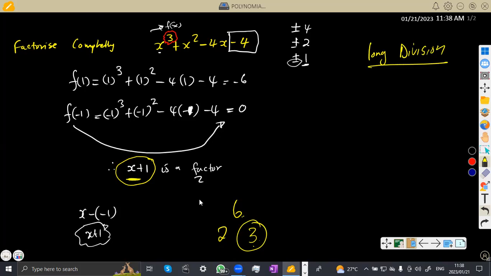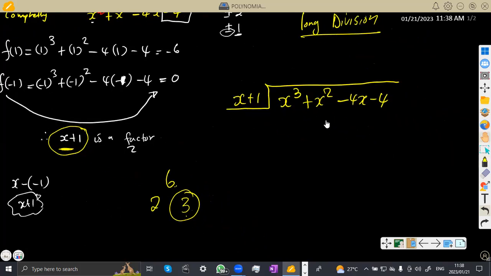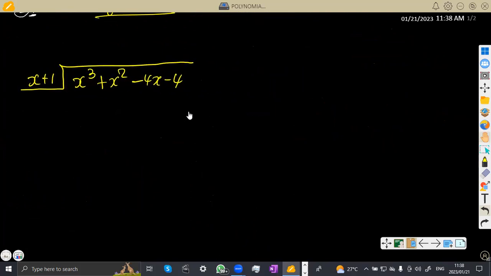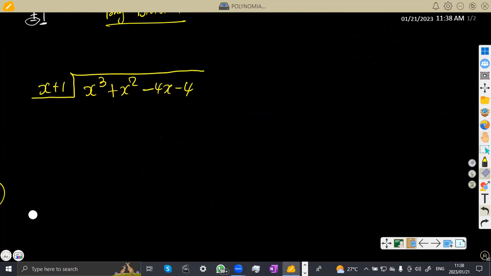On your long division, you're going to divide x plus 1 into this expression. So it's going to be like this, x plus 1 into the whole of this expression, which is x to the exponent of 3 plus x squared minus 4x minus 4. So that's your long division. I'm going to show you the steps that you take when you are dividing here.